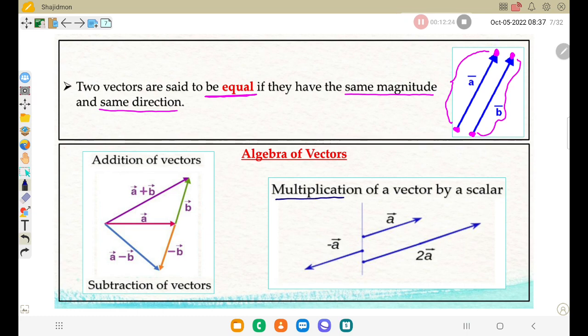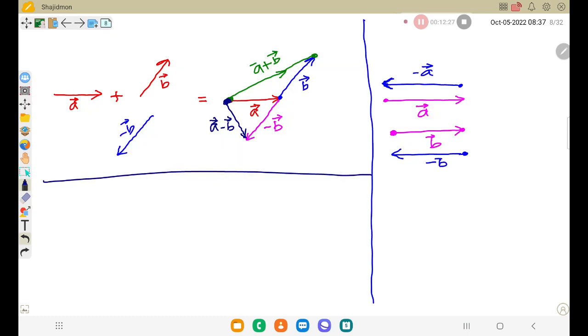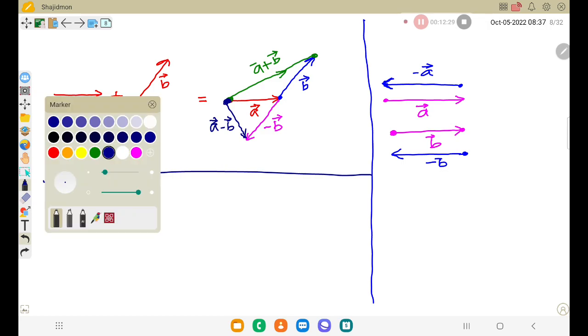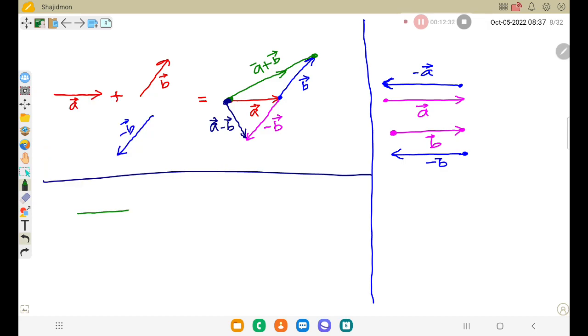Now multiplication of a vector by a scalar, by a number. Scalar means a number. For example, I have a vector A here. This is vector A. Now what is the meaning of 2 times vector A? See, a number multiplies a vector. So what you do? Take this vector 2 times like this. One time here, one time here. So this is the vector 2 times vector A. Okay, I hope you understood.